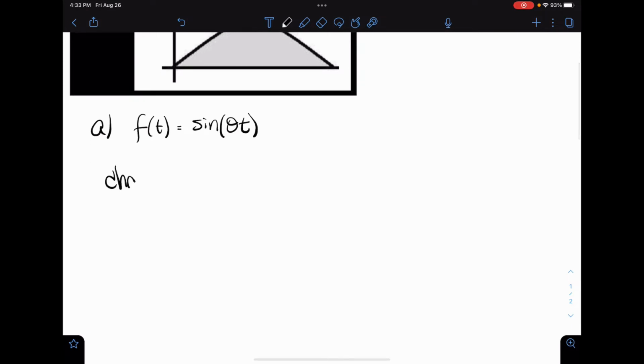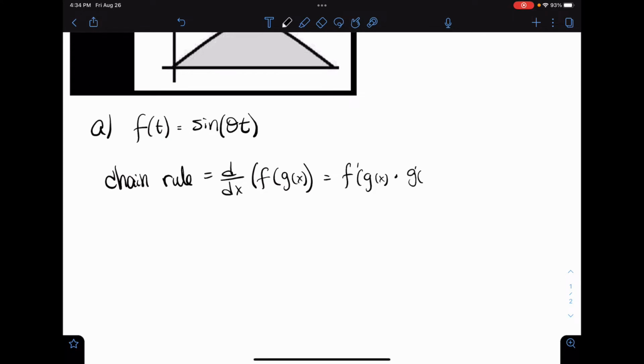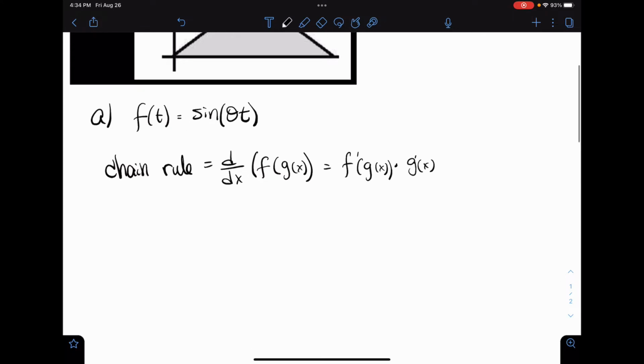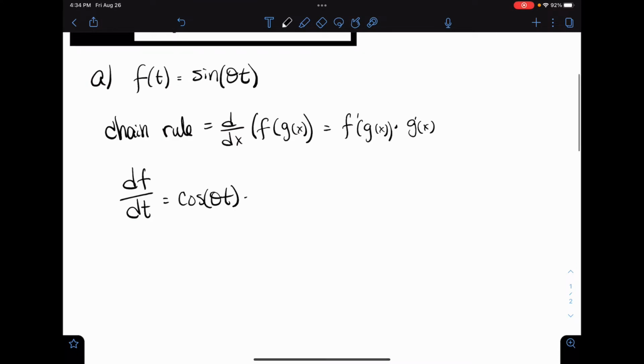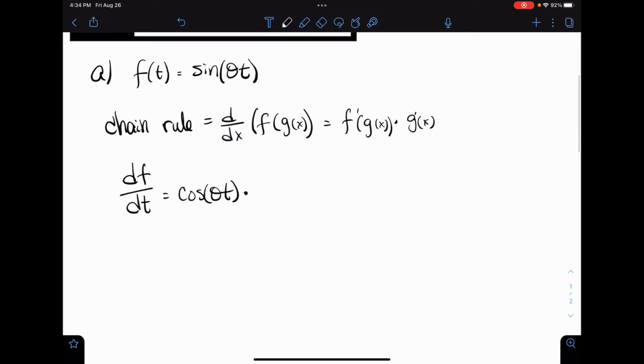So our chain rule, the derivative of a function within a function, is equal to the derivative of that function times the derivative of the interior function. So in this case, df/dt equals cosine theta t, right? The derivative of sine of something times the derivative of what's on the interior, which is just theta.